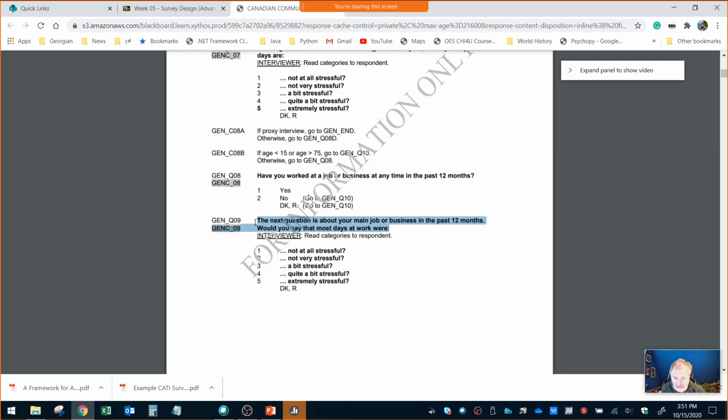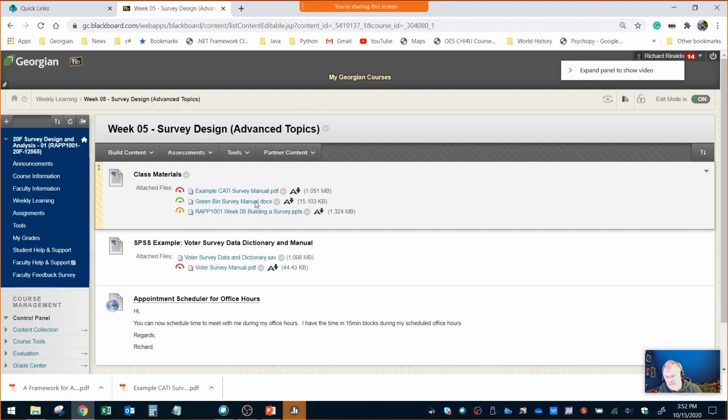Okay, so that's more like a data dictionary, a manual for a computer-assisted telephone interview method. Now, this is one that would fit more with what you're doing. This is a research analyst project. This was from an MRP from last year. Oh, I have it as a Word document. I should have PDF'd it.